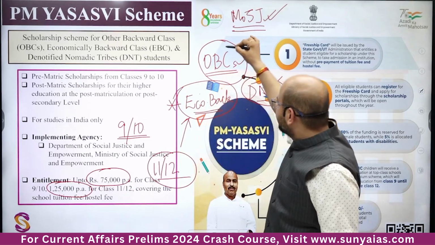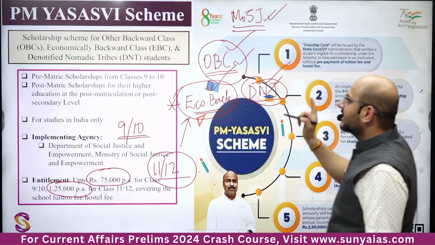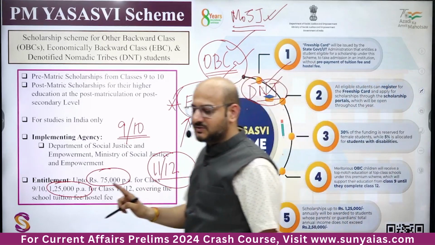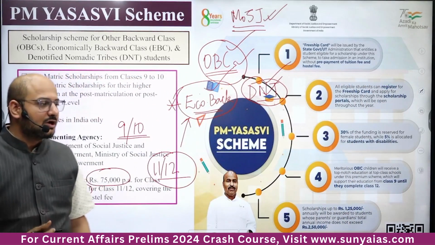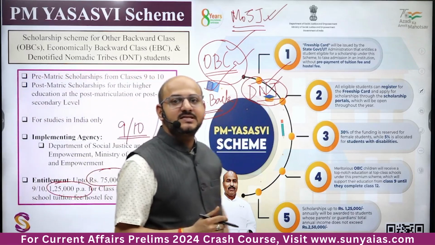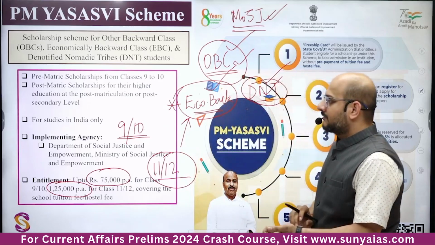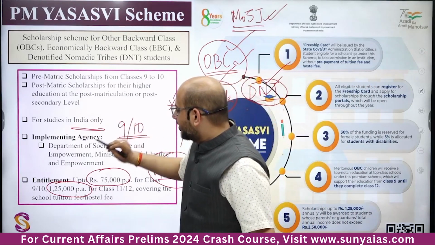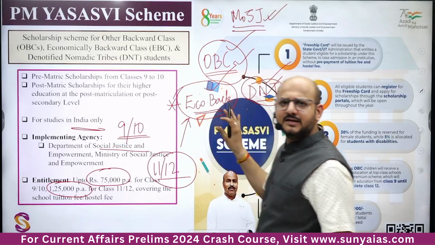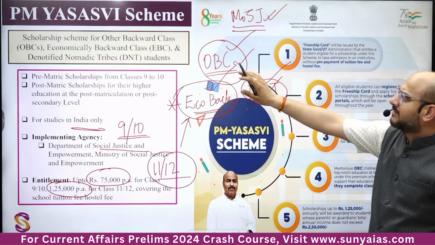So three beneficiaries are there. Okay, and this money that the students are going to get in the form of scholarship is applicable only if they study in India, not for abroad studies. Okay, so for study only in India, Ministry of Social Justice, and it's a simple scheme, PM Yashasvi Scheme.